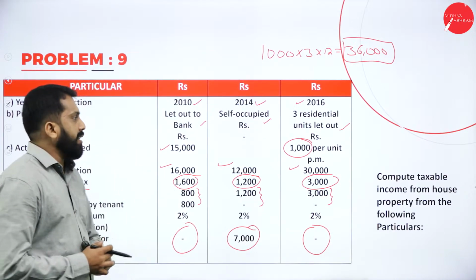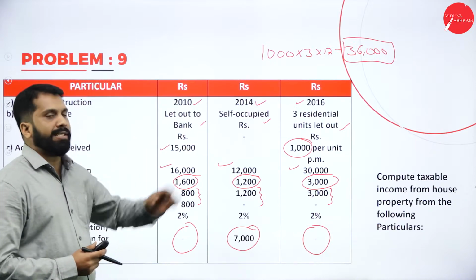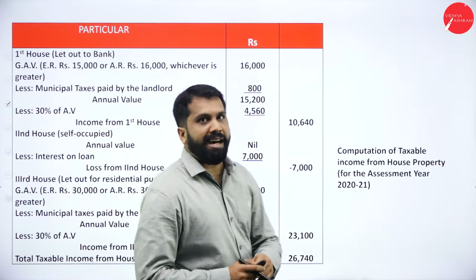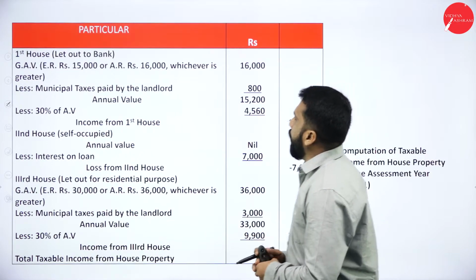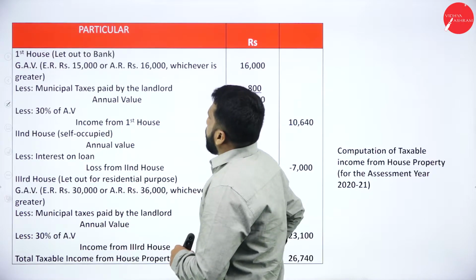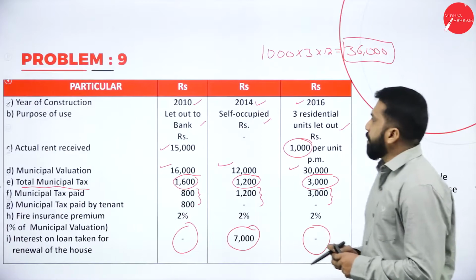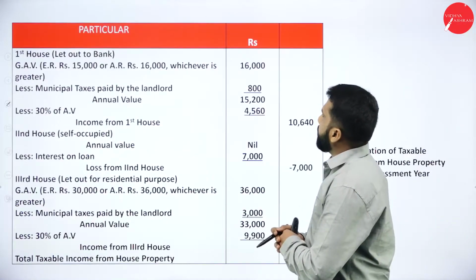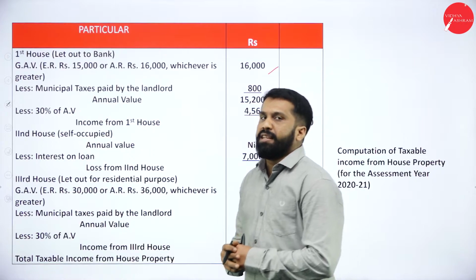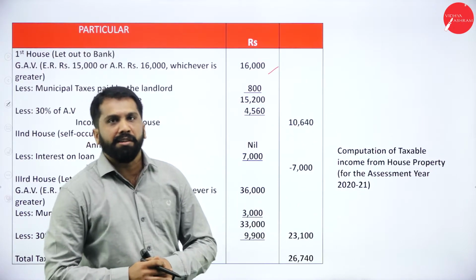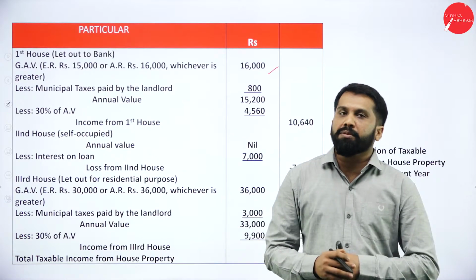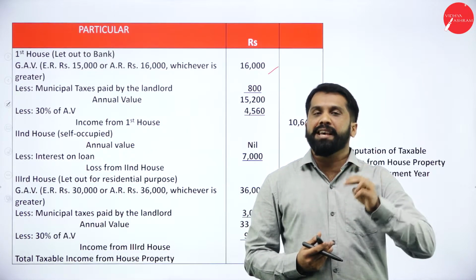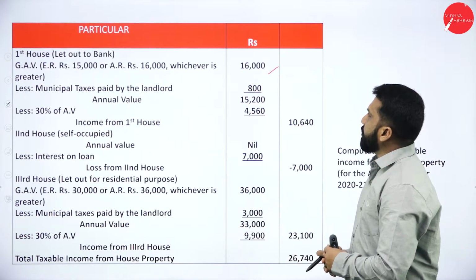We will solve this and we will do it for first, second as well as third. First one, particular as well as amount. In this, your first house is let out to a bank. Now, gross annual value is how much? I'll go back. Your actual rent received is 15. Your municipal value is 16. Now, whichever is higher, you will go for 16, because in this they have not given the standard rent or the fair value. They have given only two: your municipal value as well as your actual rent. Out of these two, you can compare. Whichever is higher, you should consider. So 16,000 is higher.